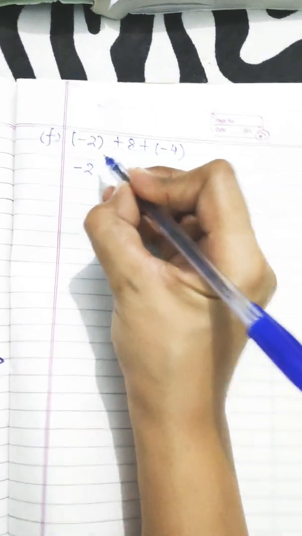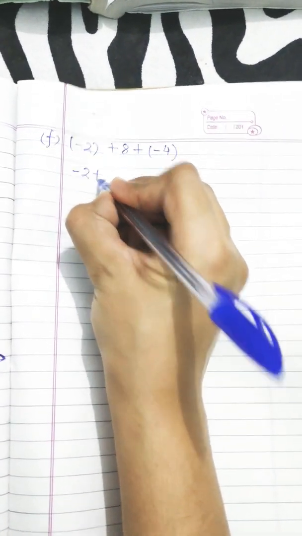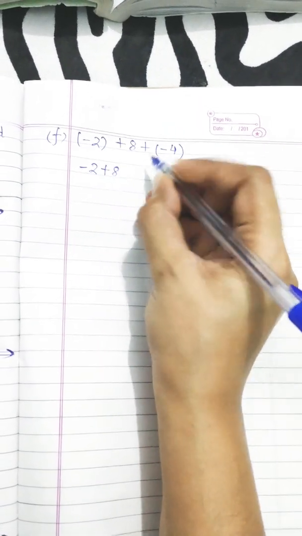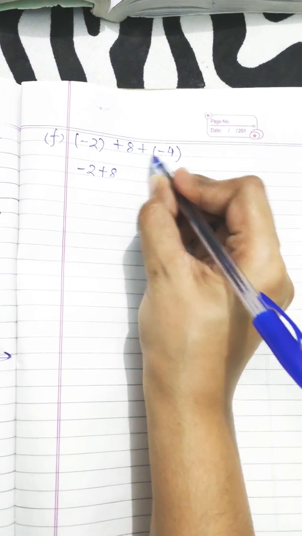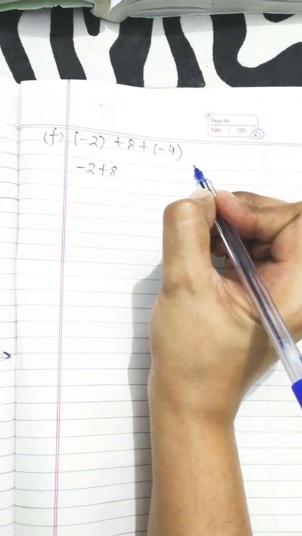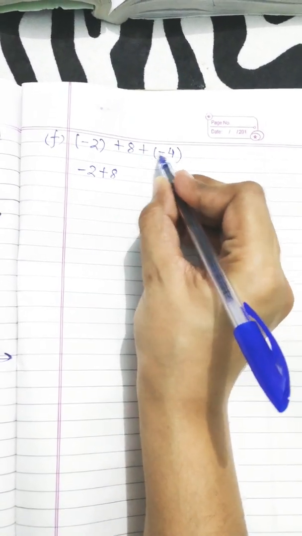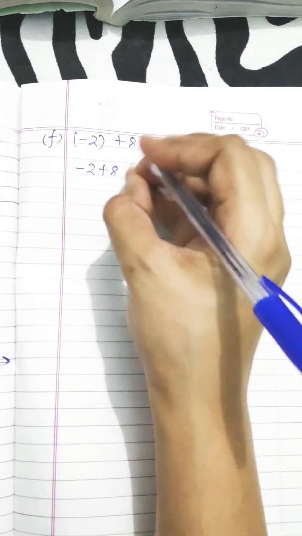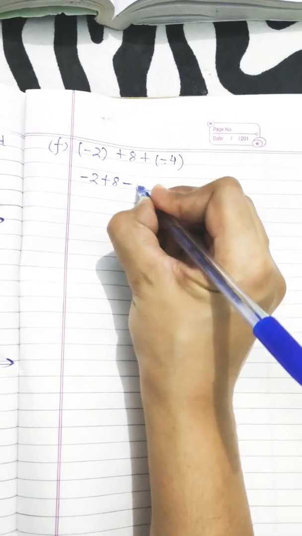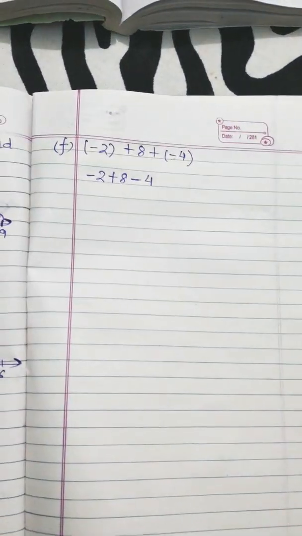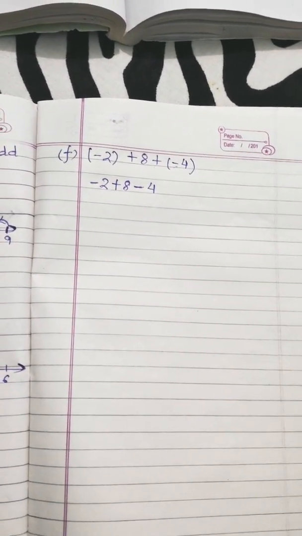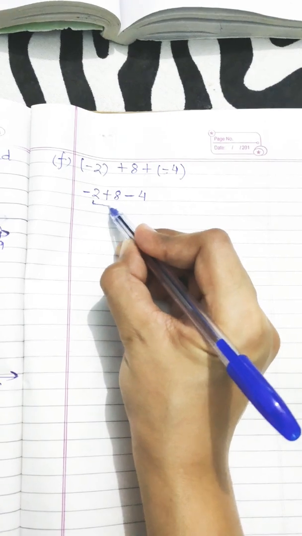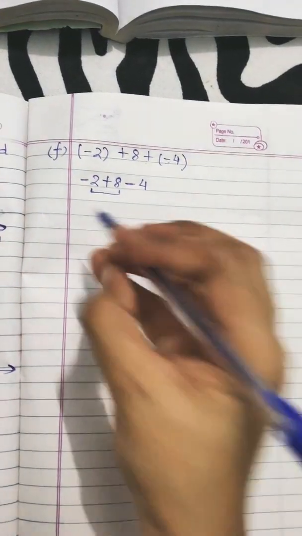There is only one operation. That's why it will be also copied as it is, plus 8. Now coming to the next part, there is plus and minus. Both the operations are written together. That's why we will be using the rule plus minus is equal to minus. So it will be converted to minus, and the last integer is 4. Now, as you know, we have to solve them on the number line. So first of all, we are going to solve the first two integers.